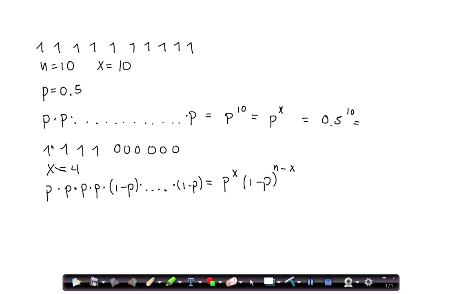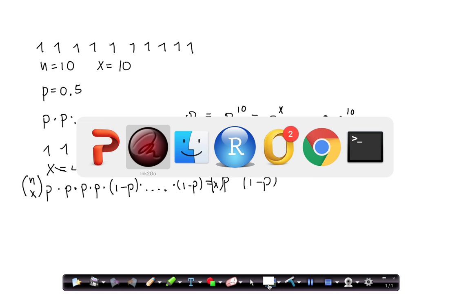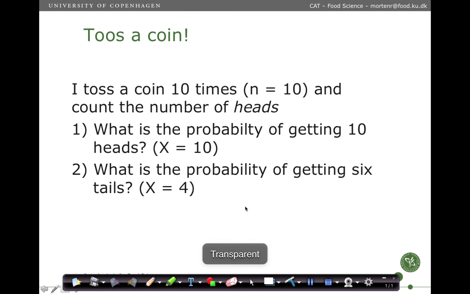So what I need to do is say, well, this is the probability of getting exactly this draw. And then I need to multiply it by how many different ways I can combine 4 in 10. And this we write as something called the binomial coefficient, which is n over x. So we need to multiply that one here, n over x. And we'll get back to what the result for this one is. So back to the slides.